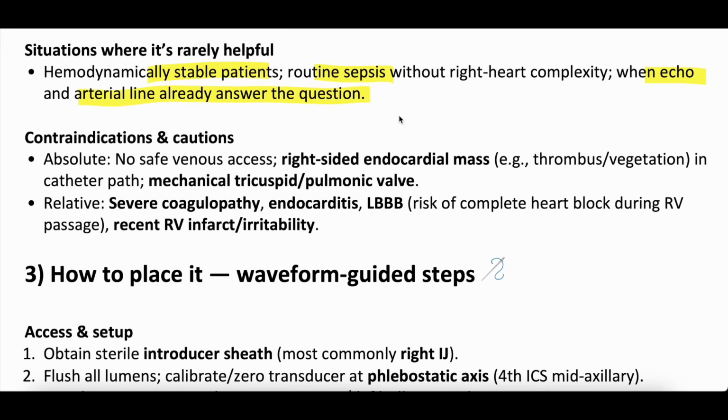Contraindications to placing the catheter itself. Well, as with anything, there are absolute contraindications and relative contraindications. Some of the absolute ones are things like a right-sided endocardial mass.